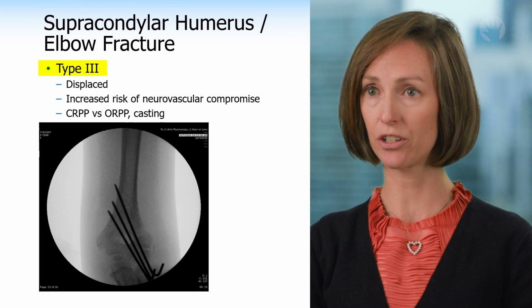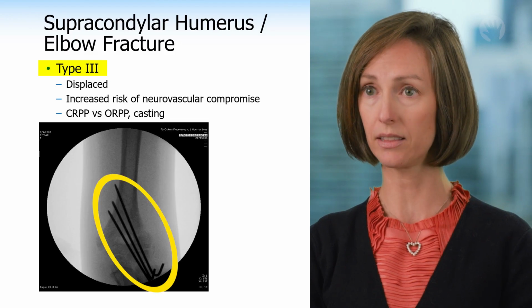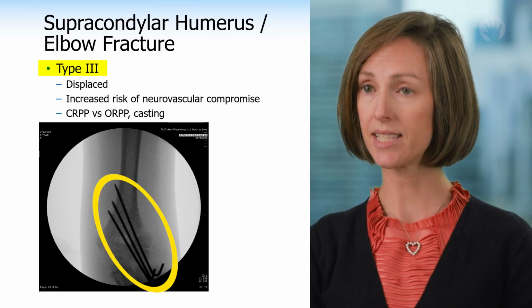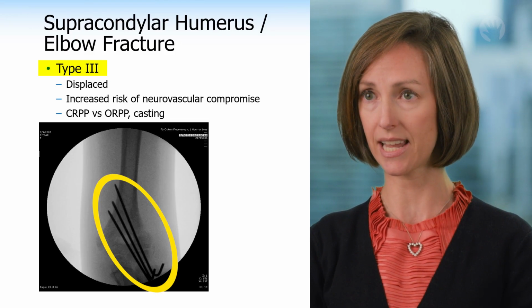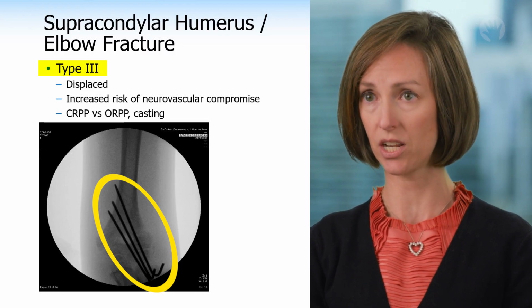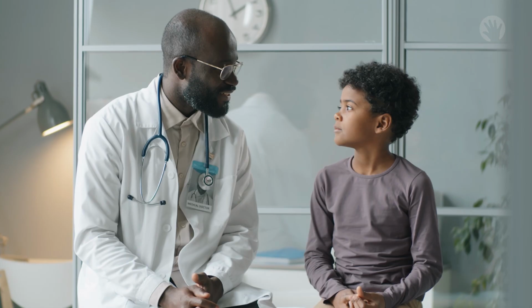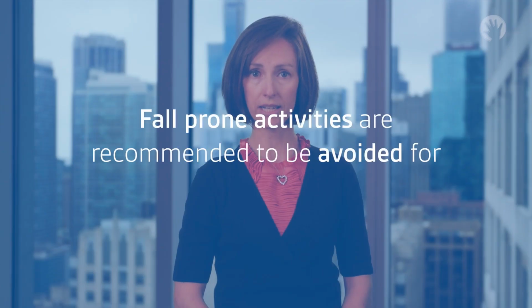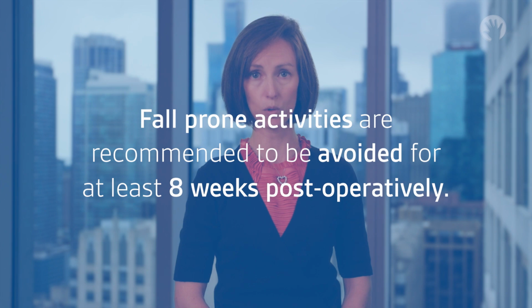Intraoperatively, a supracondylar fracture is treated with 3 laterally based pins to provide stability to the reduced fracture site, and then casting of the elbow in less than 90 degrees of flexion for 3 to 4 weeks, depending on age. The pins are then removed in clinic at the follow-up appointment, and range of motion of the elbow is initiated. Fall-prone activities are recommended to be avoided for at least 8 weeks post-operatively.